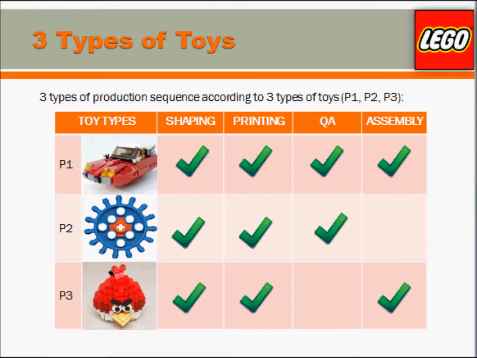Type 3 products are sold as whole assembled products. Kids don't need to create the features by themselves. Besides the shaping and printing stages, they need to go through the assembly stage to complete the final product.